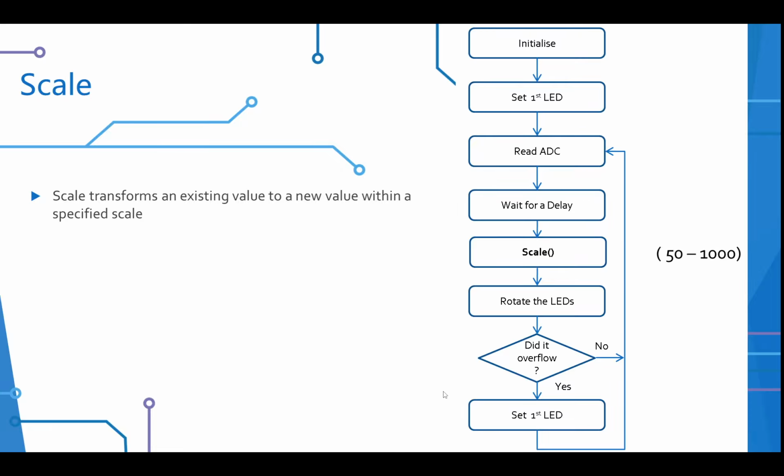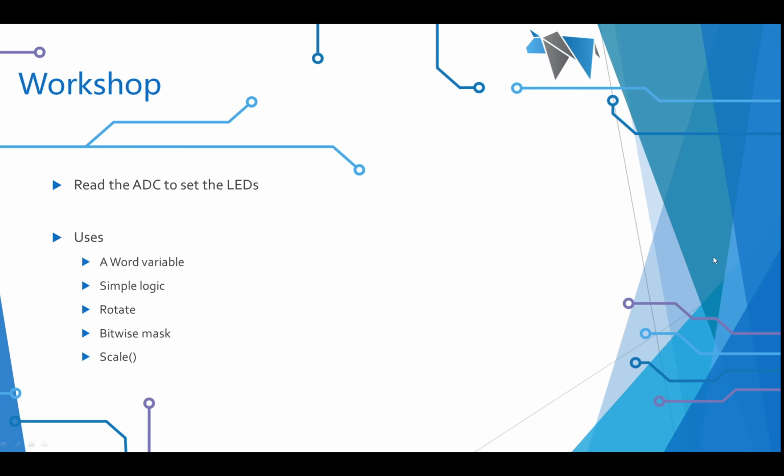To have a zero weight, it just doesn't work. So we'll look at that. You can scale an input number to an output number. I believe we're going to scale the output to 50 milliseconds to 1000 milliseconds. So we're going to look at a lot. We're going to read the ADCs to set the LED.